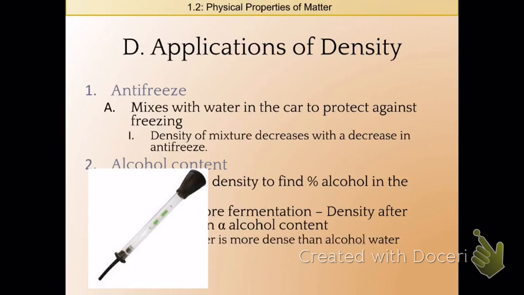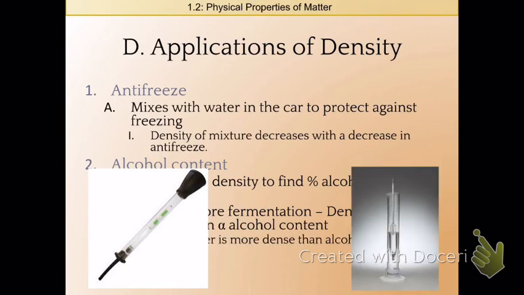And so we use this object in the lower right-hand corner called a hydrometer. As you put the hydrometer in the alcohol, if it floats like it's doing right now, that means the alcohol content is high. If the hydrometer is sinking, that means the alcohol content is low. Again, it's completely based on density. So there you go. Physical properties of matter, focusing on one of the main ones that we worry about in this class, which is density.